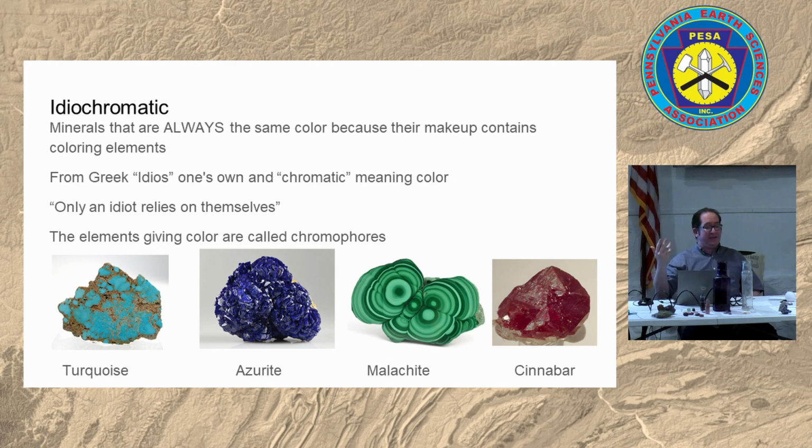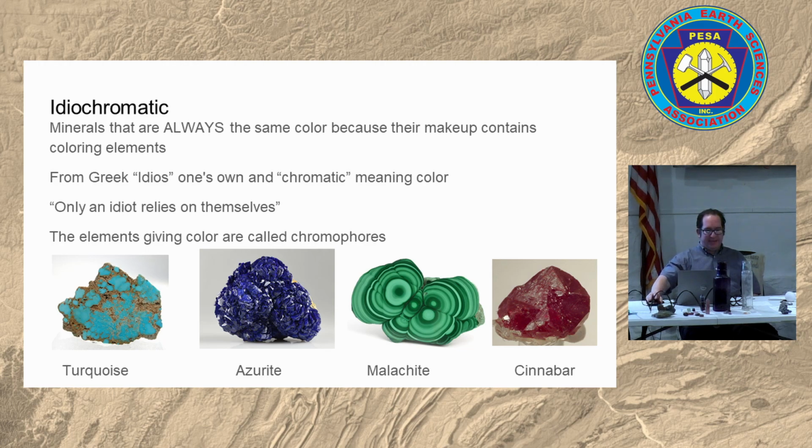It comes from Greek idios, one's own, and chromatic means color. You'll see that suffix several times tonight. So it's one's own color. You can remember this by the phrase, only an idiot relies on themselves. And the elements that give them color are called chromophores, again, referring to color.